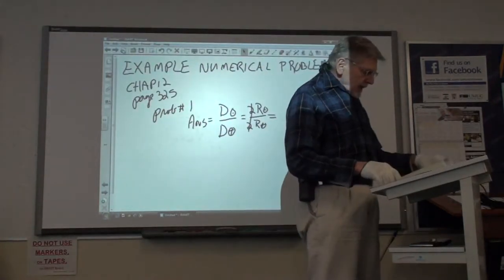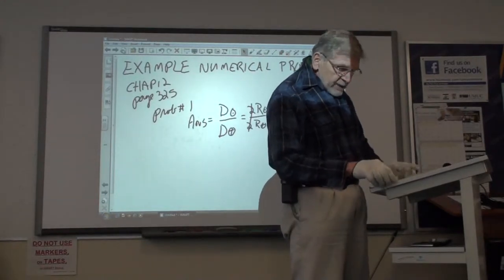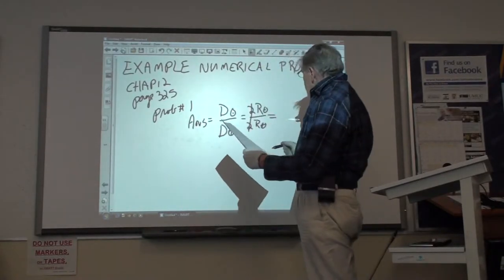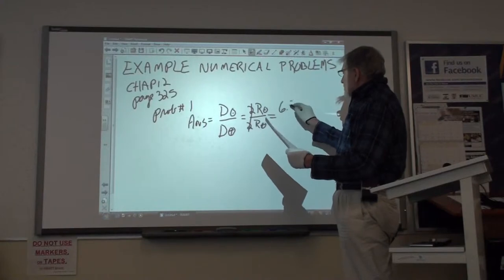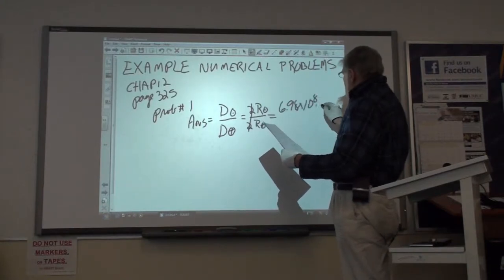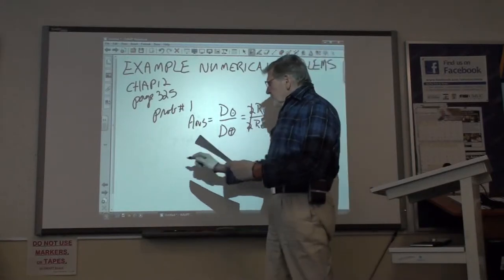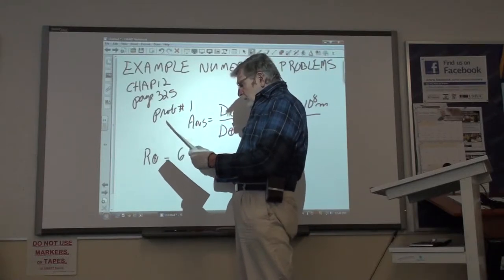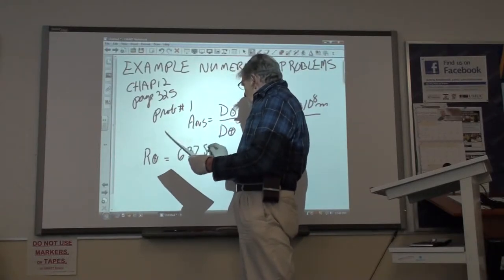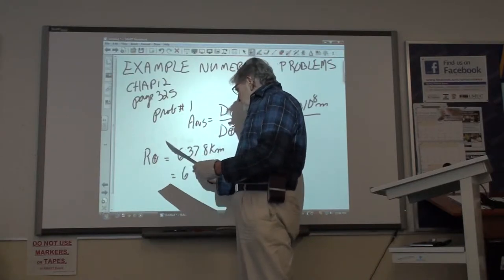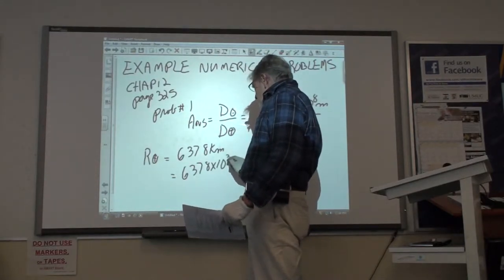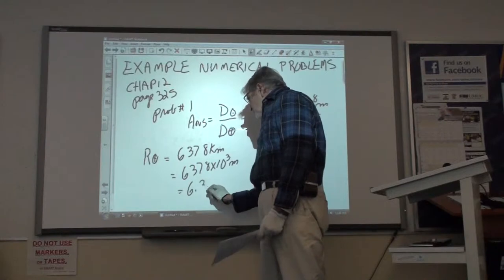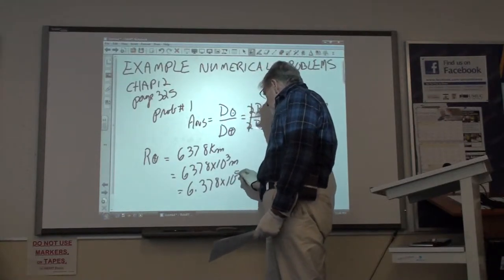So in that data table, what we find is that the radius of the sun is 6.96 times 10 to the 8th meters. Now the radius of the earth is given in kilometers. It's 6,378 kilometers, and that's equal to 6,378 times 10 to the 3 meters. And if we move the decimal point back 2 places, it's equal to 6.378 times 10 to the 5th meters.